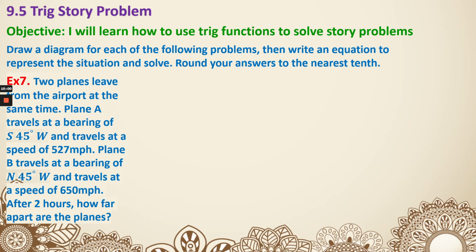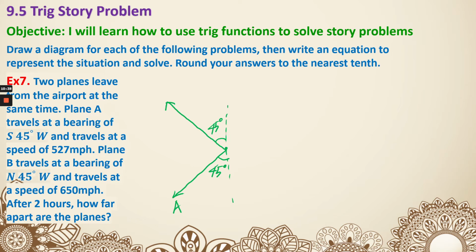Two planes leave from the airport at the same time. So plane A, let's say this is plane A first, south 45 degrees. That's 45 degrees south, 45 degrees towards west. And it's traveling at 527 miles per hour. That's plane A. And plane B is traveling north 45 degrees west. So towards that direction.